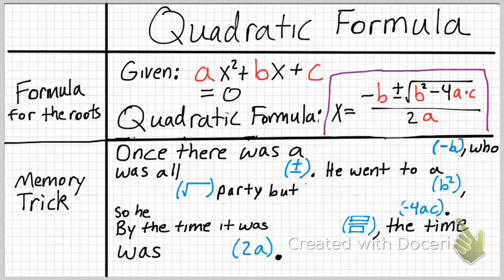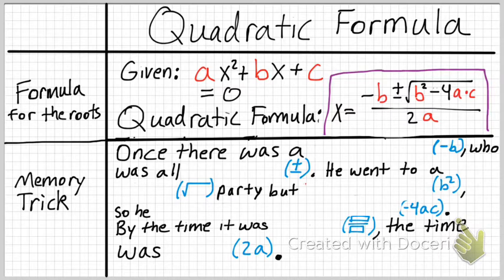So the story is that there once was a negative boy who was all mixed up. He went to a radical party, but he was a square. So he missed out on 4 awesome classmates. By the time it was all over, the time was 2 a.m. So different pieces of the story actually tell us something about the formula.